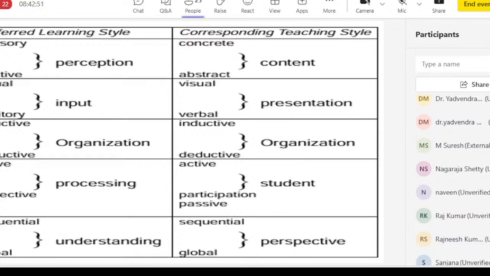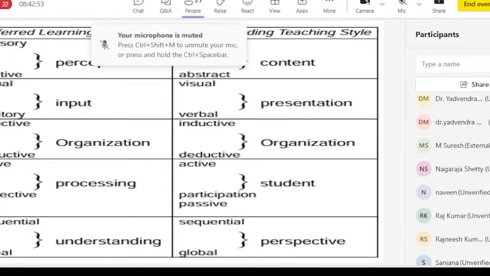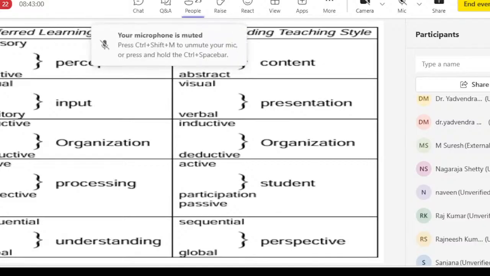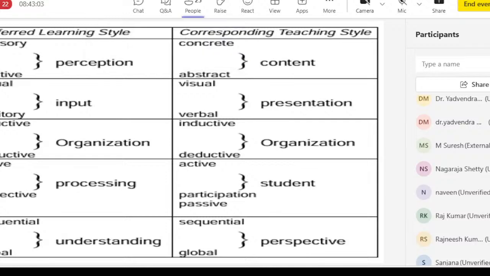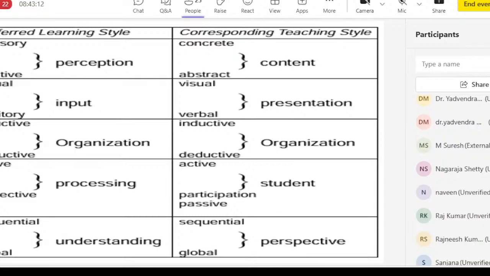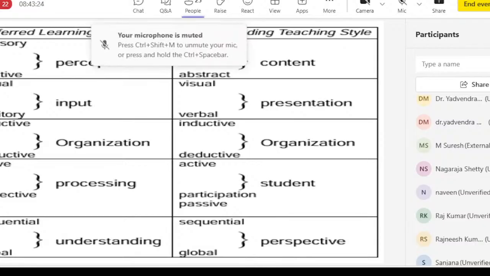Now, what is the organization of information? Inductive, deductive. Teachers are also akin to that; inductively and deductively, they organize the information. Then, for processing of information, learners are either active or reflective. Active, I have already told you, is by doing. Reflective means true introspection. So you will be processing the information. And then the teacher will be active or passive in participation.